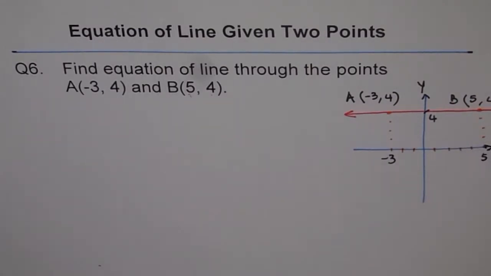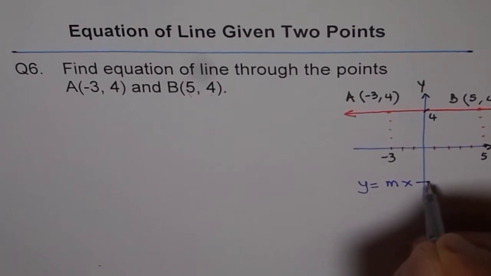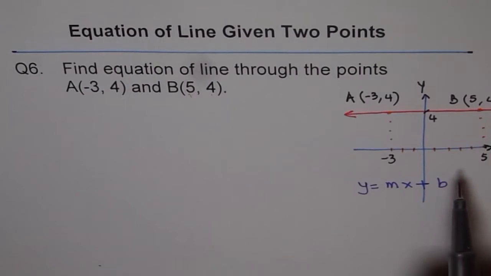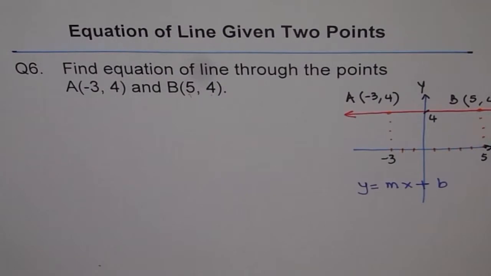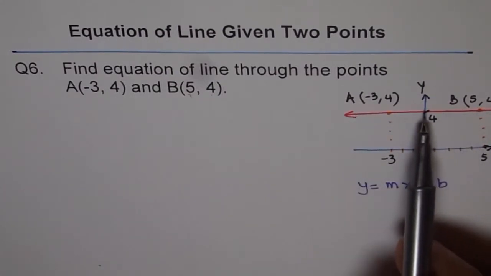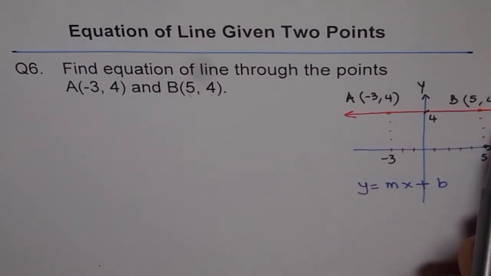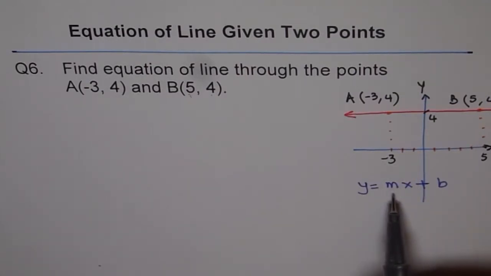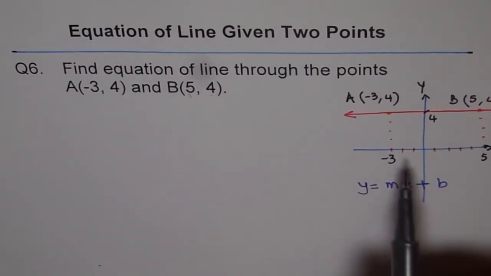Now, we are writing our equation in slope-intercept form, which is y equals mx plus b. From this line, you can see clearly that your y-intercept b is 4, correct? And what is the slope of the line? It is a horizontal line. It doesn't rise, it doesn't fall, correct? It's just flat here, horizontal. So the slope is 0. So if I write 0 here, what do I get? I get y equals b, right? The y-intercept, which is 4.